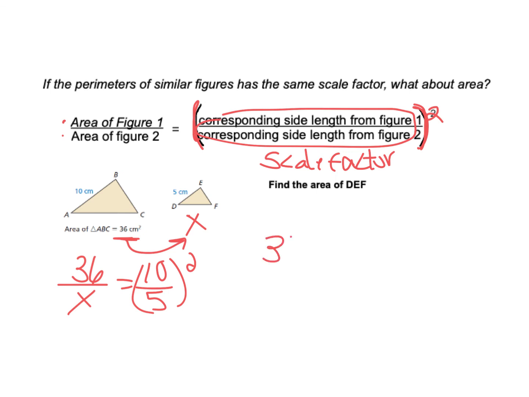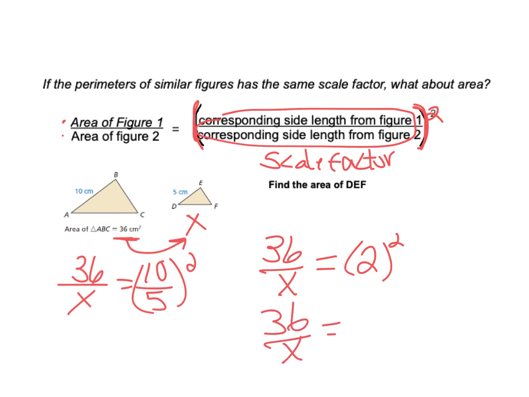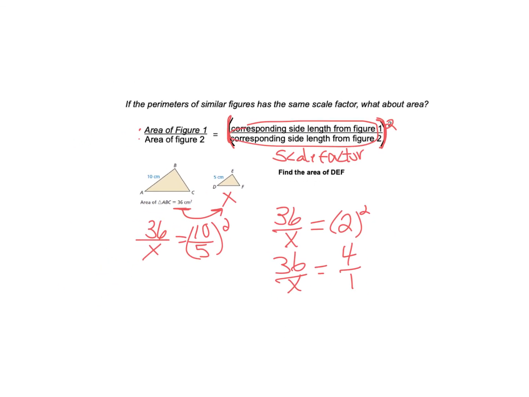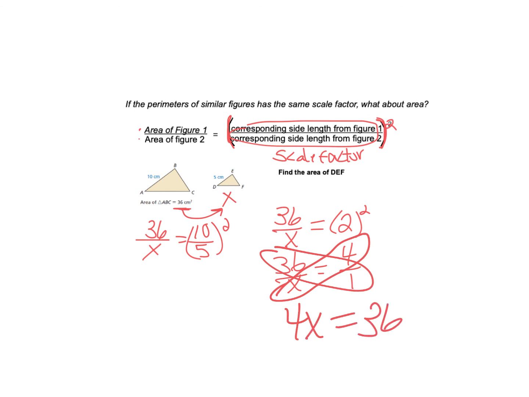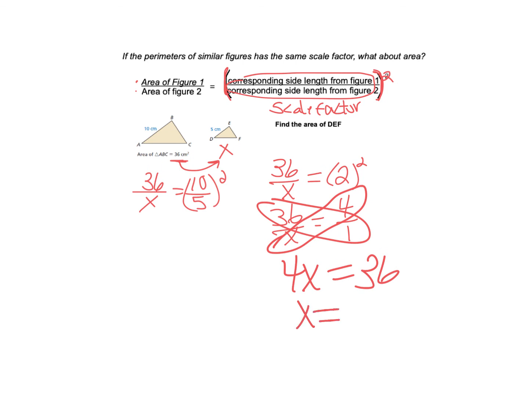Okay, so we have 36 over x. Inside our parentheses, if we simplify that, is 10 divided by 5, which is 2, and we have to square it. So we have 36 over x equals 4 over 1. Notice I put that over 1, so I remember that x is in the bottom, my 4 is in the top. And then I remember when I cross product, I would have 4x equals 36, x equals 9. So the area of my smaller triangle over there is 9 centimeters squared.